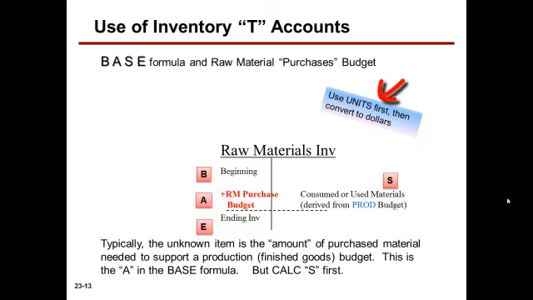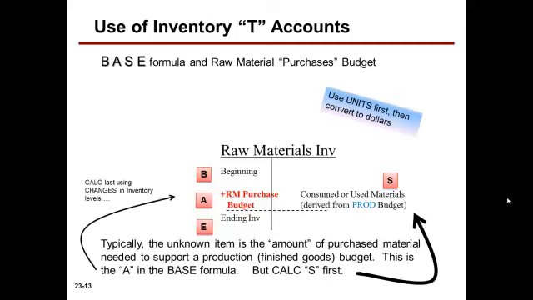So if we're given our consumed raw materials needed to support the production budget, derived from that production budget, our goal is to calculate how much raw materials must be purchased in the current period. That's calculated last after knowing our beginning and ending inventory of raw materials units. Backing into A, raw material purchase budget.